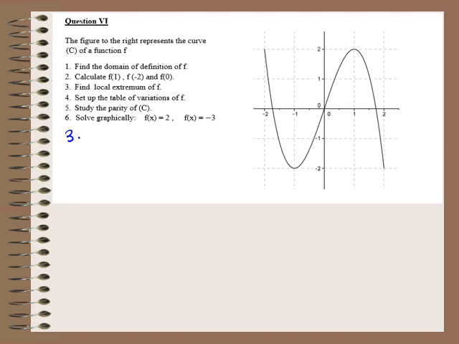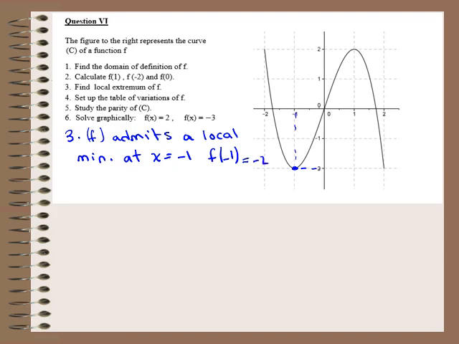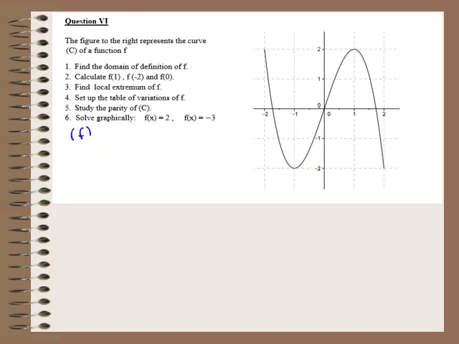Part 3. f admits a local minimum at x equal −1, f(−1) equal −2. f admits a local maximum at x equal 1. f(1) equal 2.